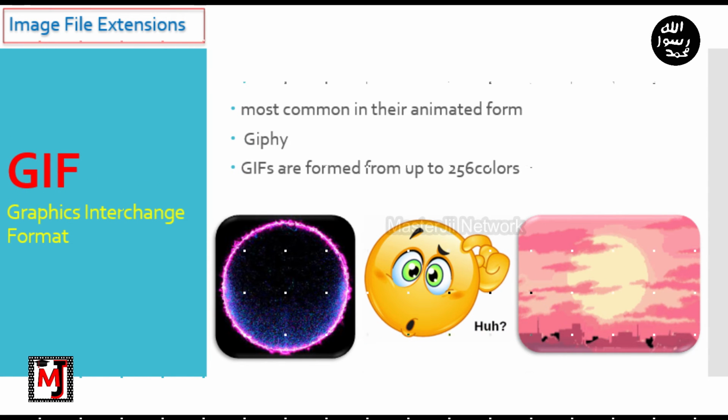The third one is GIF, Graphics Interchange Format. GIFs are the most common in their animated form, which are all the rage on Tumblr pages and in banner ads. It seems like every day we see pop culture GIF preferences from Giphy in the comments of social media posts. In their more basic form, GIFs are made up of up to 256 colors in the RGB color space.